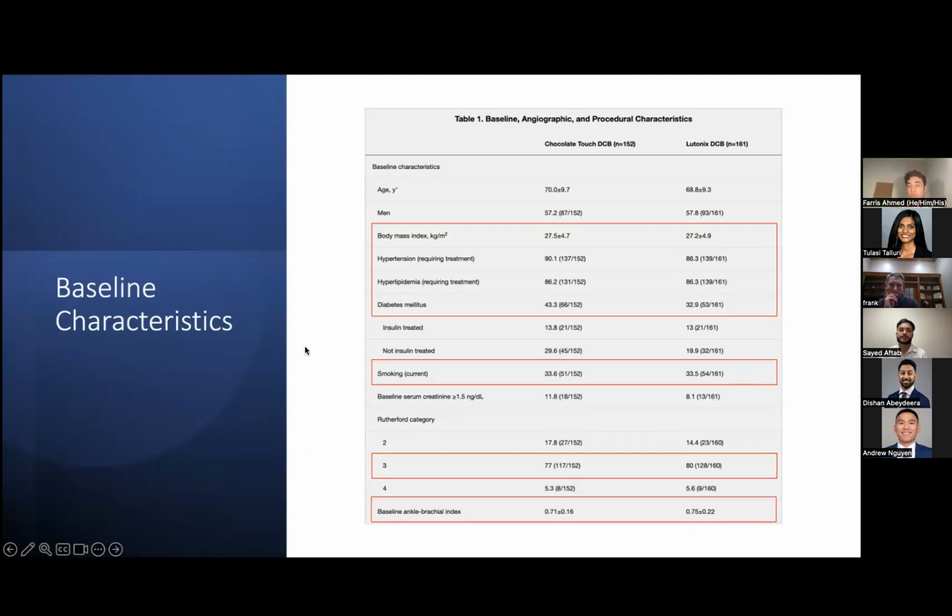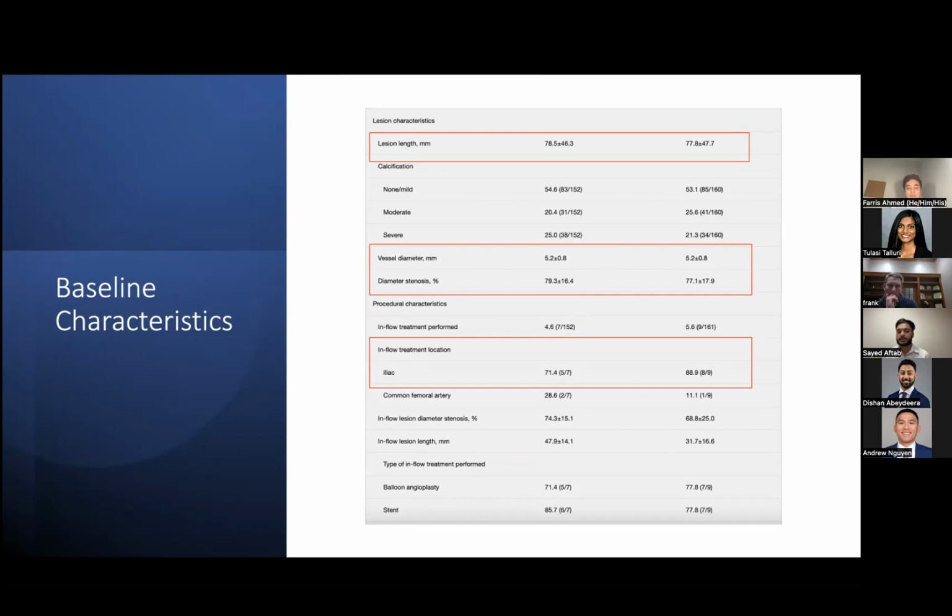So to go over the baseline characteristics, as Farris mentioned, hypertension, hyperlipidemia, and diabetes mellitus are very important risk factors for patients affected by critical limb ischemia, as well as body mass index. So that matched up pretty well in both categories, as well as smoking. And as the guidelines for the trial mentioned, the classification was restricted to class 2 to 4, and the majority of the patients were within class 3. And the ankle brachial index was noted to be at 0.71 and 0.75 respectively.